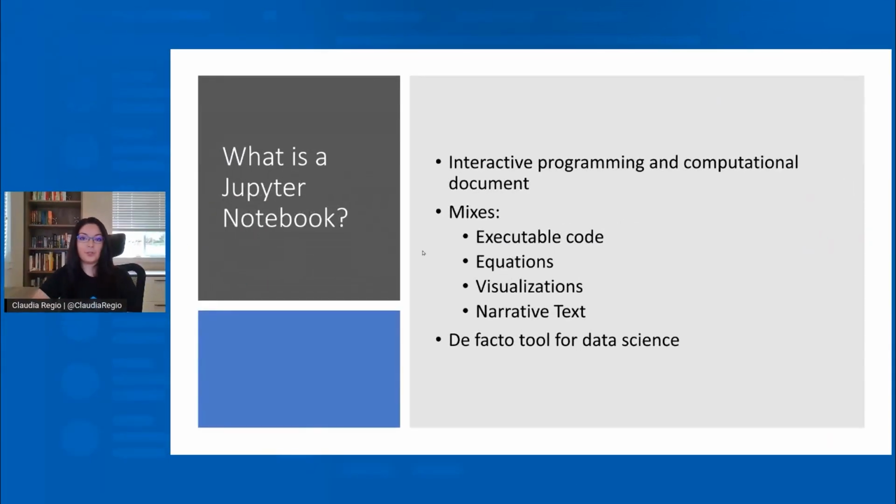All right, let's get started. For those of you who are not familiar with Jupyter Notebooks, what is a Jupyter Notebook? A Jupyter Notebook is an interactive programming and computational document, and it allows users to mix executable code, equations, visualizations, and narrative text. Jupyter Notebooks consist of cells, and it is the flexible ability to run these cells a couple of times over after tweaking them, or even out of order, that is so conducive to the playground nature of data science, which is what led it to become the de facto tool for data science.